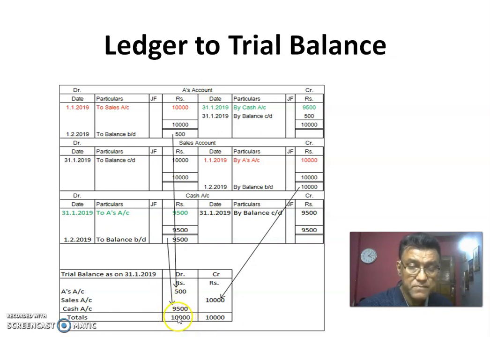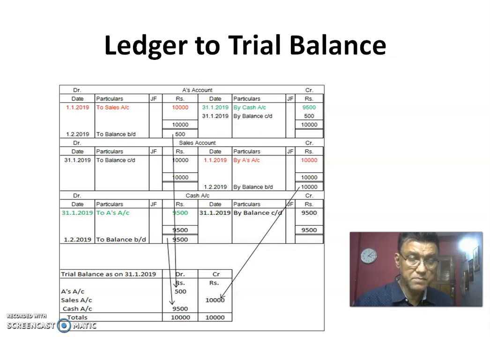And then I have totaled both sides of the trial balance. The total has become 10,000 rupees. So this basically helps me to understand that all the entries have been properly posted.